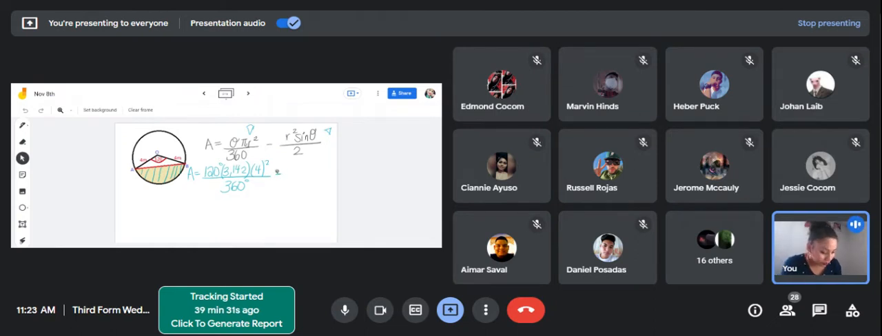minus the radius 4 squared times sine of 120 divided by 2, right? And then I need to go ahead and simplify.